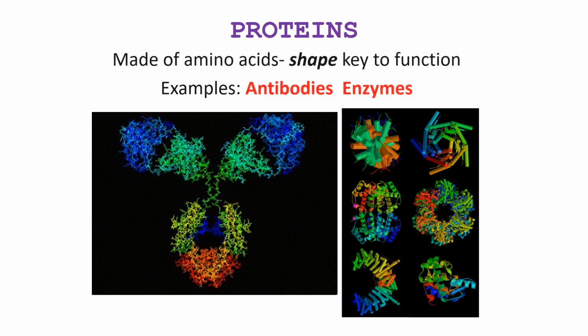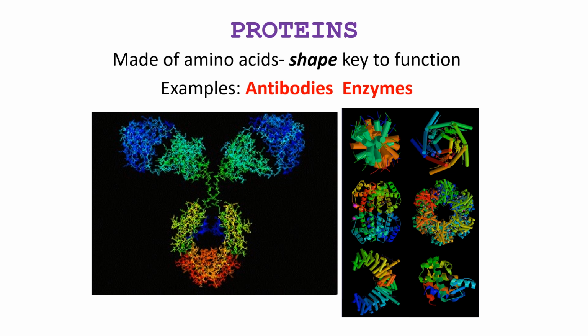So proteins. Proteins are made out of amino acids, and their shape is key to their function. So here I have two examples of protein. On the left side, I have an antibody. An antibody is a protein that helps you to fight viruses and bacteria. So it actually helps you to be healthy.